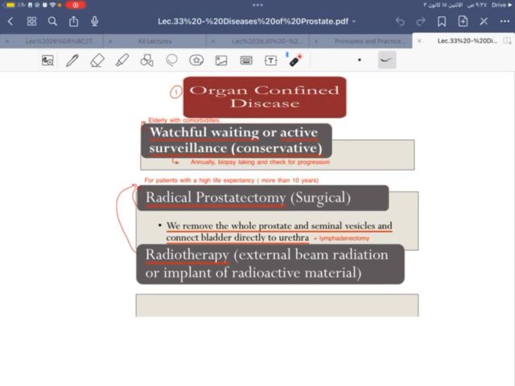If he's good in terms of life expectancy, more than 10 years, for example good 70s, or good 60s, go for radical prostatectomy. You should remove the prostate, or the prostate along with the seminal vesicles.